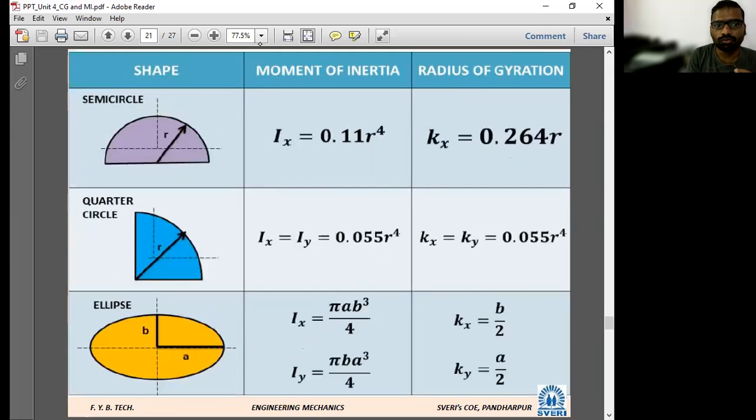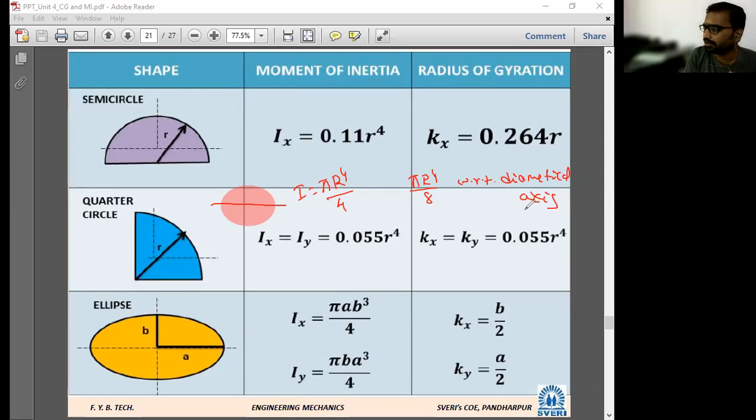See, whatever formula for the same circle, for full circle, what was the formula? I want moment of inertia. Pi r raised to 4 upon 4. Correct? So when you divide this into half, pi r raised to 4 upon 8. Correct? This is with respect to diametrical axis. I have not determined about centroidal axis.